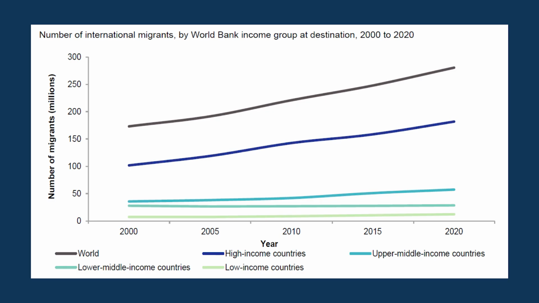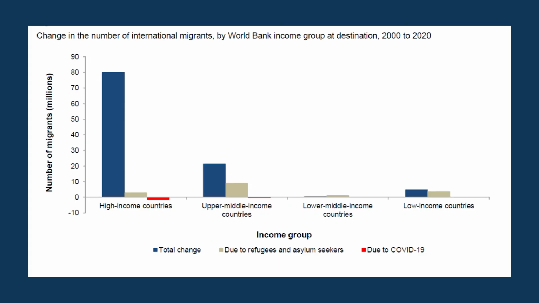In other words, as the title suggests, what we are presenting here is the number of international migrants by World Bank income group at destination between 2000 and 2020. Clearly, what you see here is that the destination is relatively more in favor of the high-income countries, as expected. So high-income countries become a more preferred destination for international migrants, and the trend is upward. And the level is also much higher compared to the other kinds of countries.